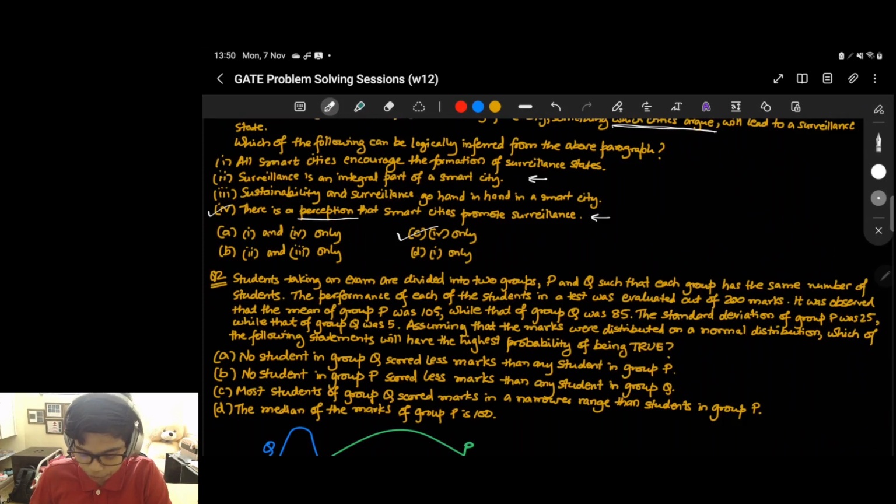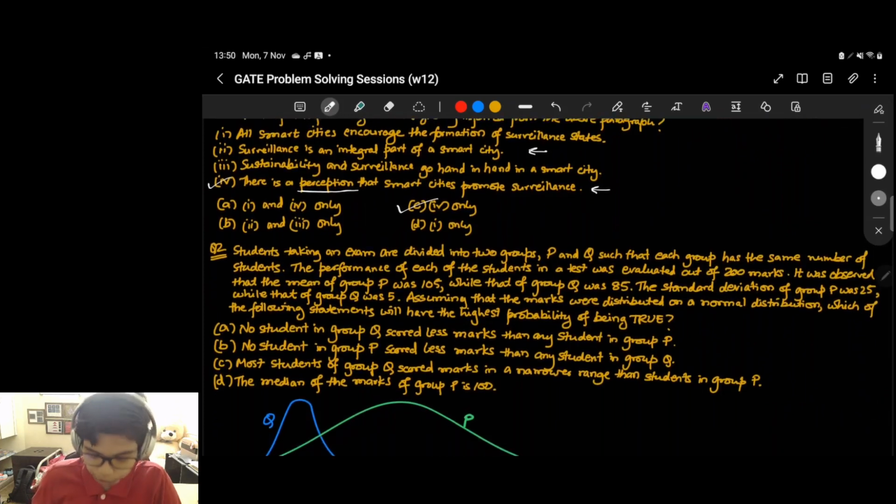The standard deviation of group P was 25, while that of group Q was 5. Assuming that the marks were distributed on a normal distribution, which of the following statements will have the highest probability of being true? So we have a bunch of statements. First, no student in group Q scored less marks than any student in group P. Then, no student in group P scored less marks than any student in group Q. Third, most students of group Q scored marks in a narrower range than the students in group P. And the fourth statement is that the median of marks of group P is 100.